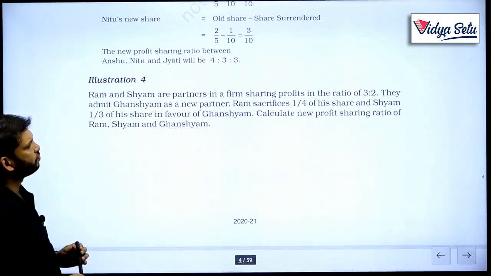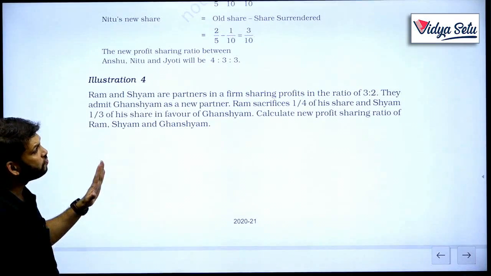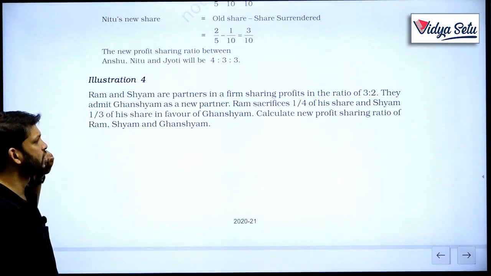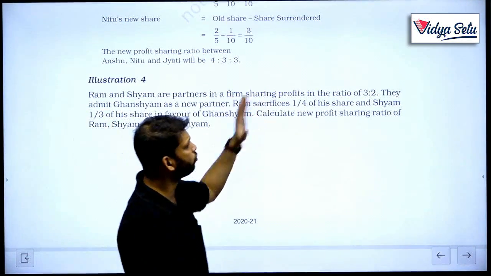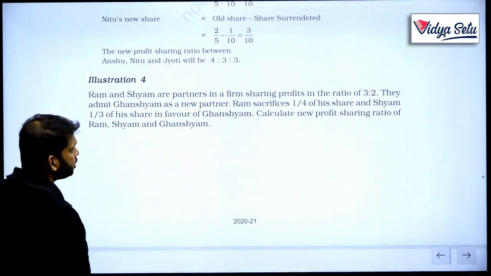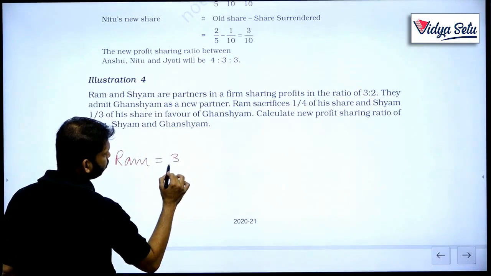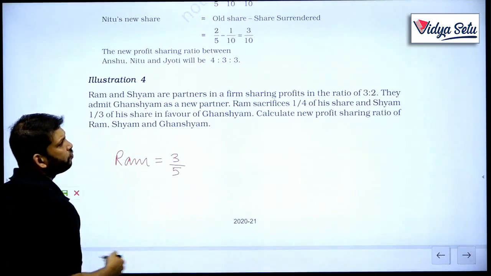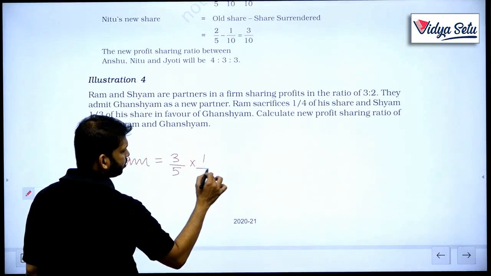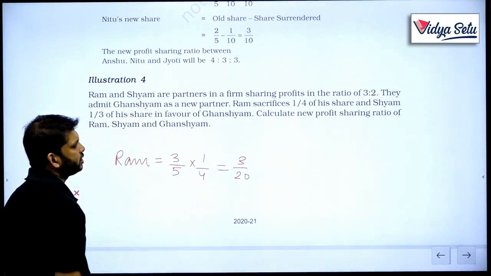Ram and Shyam are partners in a firm sharing profits in the ratio 3:2. They admitted Ghanshyam as a new partner. Ram sacrificed 1/4 of his share and Shyam 1/3 of his share in favor of Ghanshyam. First of all we need to find out what their shares were. Ram's share was 3 upon 5, and Ram is sacrificing 1/4 of his share. So first we need to find out how much is 1/4 of 3 upon 5. That is 3 upon 20, and Ram is sacrificing this much.